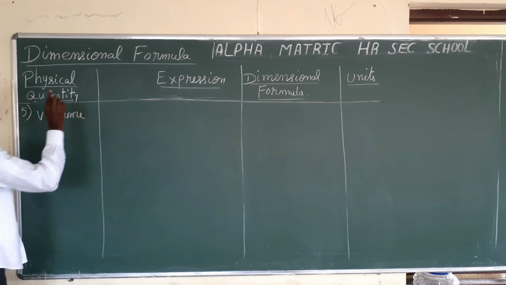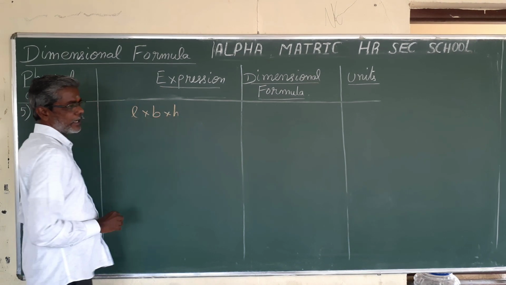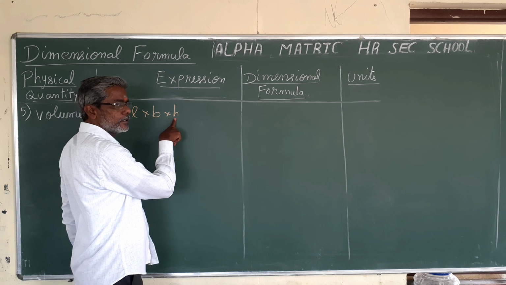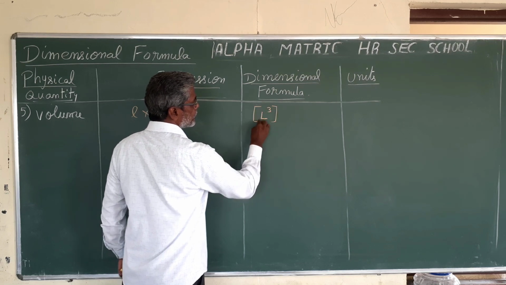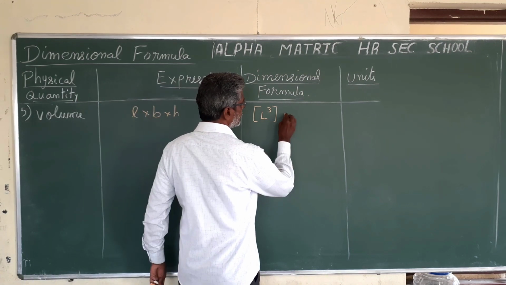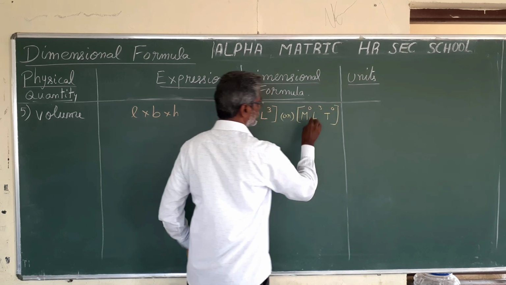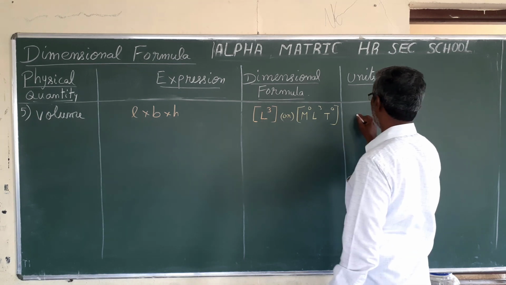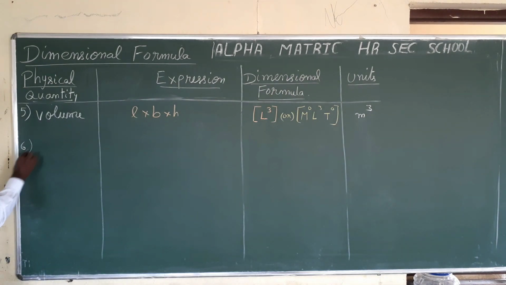Next, volume. What is the expression for volume? Length into breadth into height. For length, the dimension formula is L. For breadth, L. For height also, it is measured in length, so it is also L. So in total we have L cube. Or I can write it like this: M0 L cube T0. What is the unit for volume? Here L. What is the unit for length? Meter. Here 3, so meter cube. Next we will go for density. What is the formula for density?